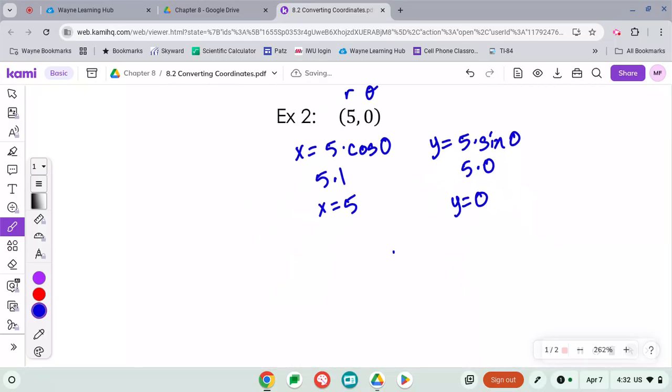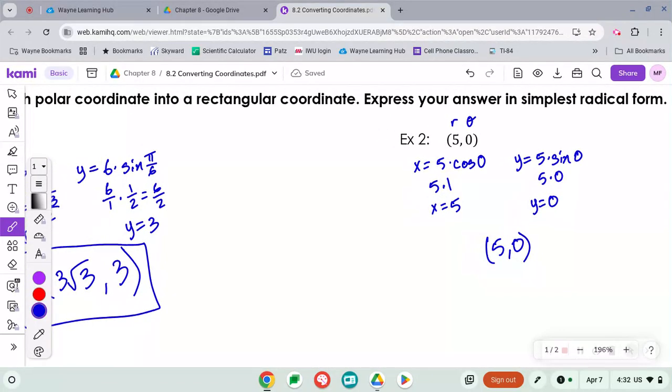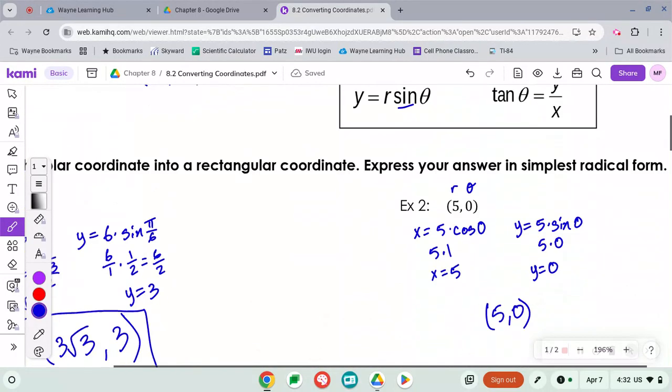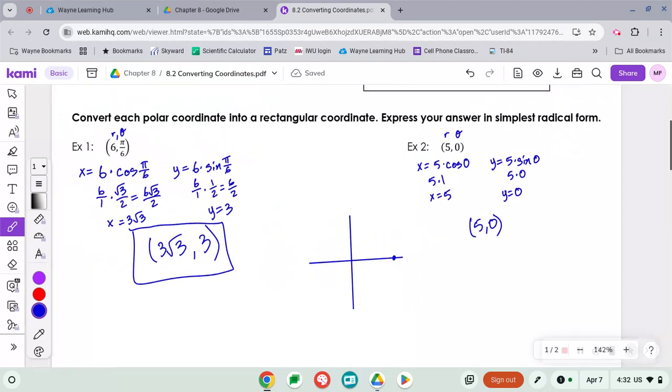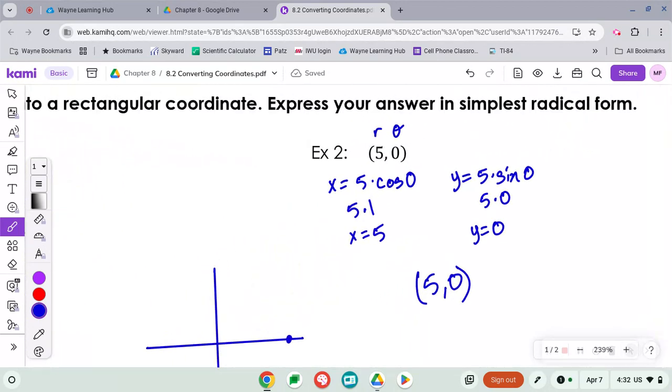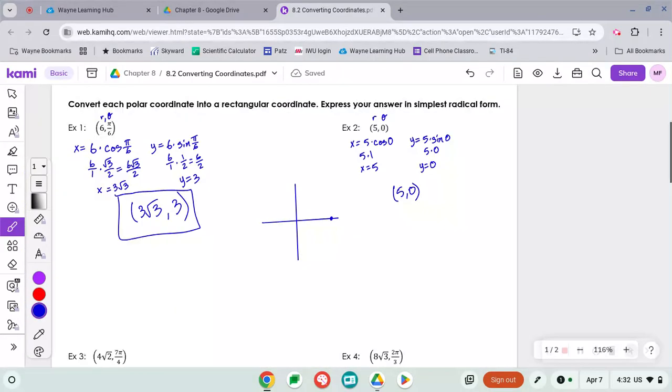Now you might have noticed that 5, 0 is the same thing. Why is that? Well, if we think about it, the point 5, 0, if it's at 0 for theta, it's going to be off to the right, 5 out. That is not up or down at all, so it's still a value of 0, and it's 5 away from the center, so it's going to be the same point in either form. It will not always be that way, but in this case, 5, 0 is the same as 5, 0.